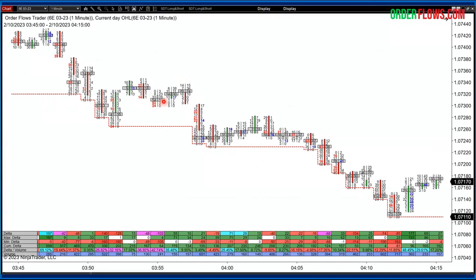So again, anytime we're breaking out, either to new highs or new lows or out of a range, you want to be asking, is this a legitimate breakout? Can we continue in that direction?